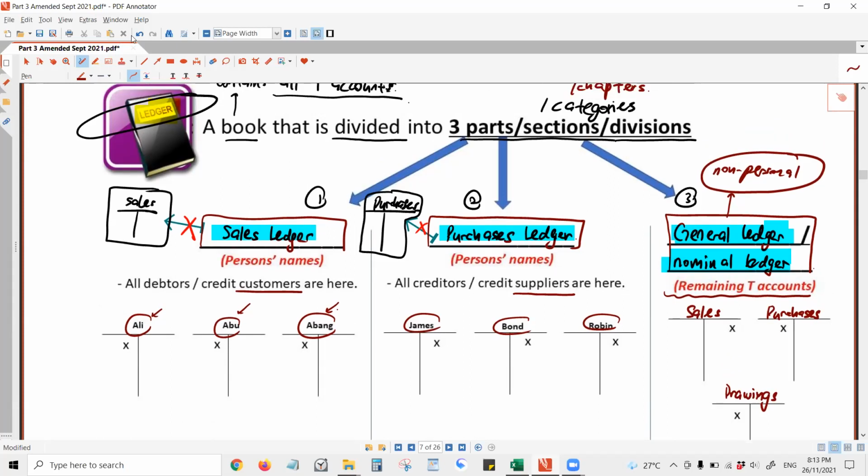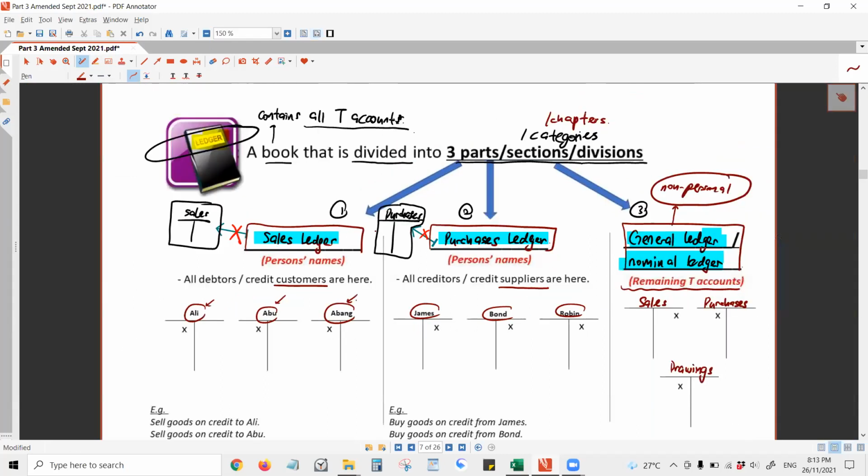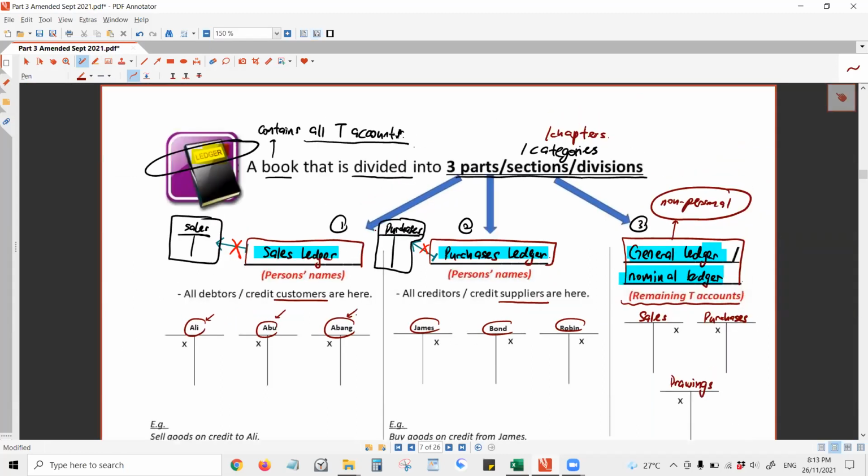Ledger is a book. It contains all the key accounts, and all these key accounts have been grouped into 3 categories in the book. One of the categories is known as sales ledger section. Another one, purchase ledger section, and lastly, general ledger, or you call it the nominal ledger section, synonym. All the customers' accounts are inside the sales ledger section. All the suppliers' accounts are inside the purchase ledger section. And all remaining key accounts, which are not person's name accounts, belong to the general ledger section.